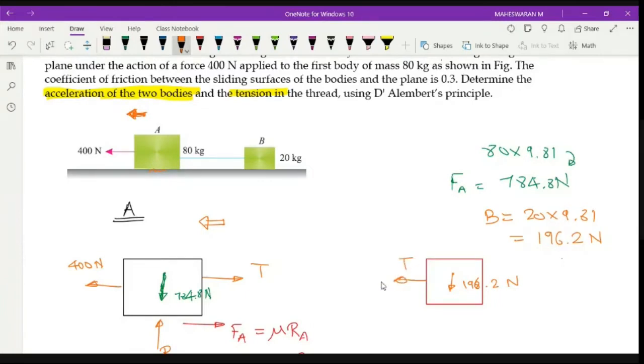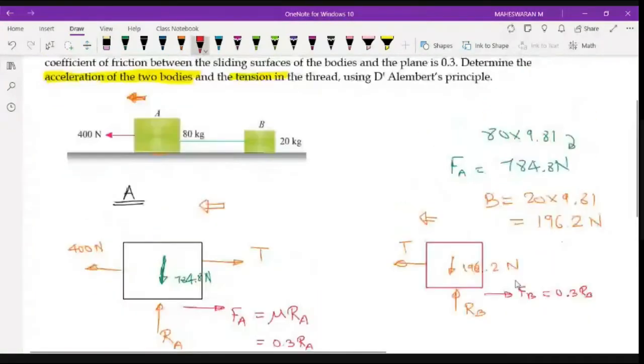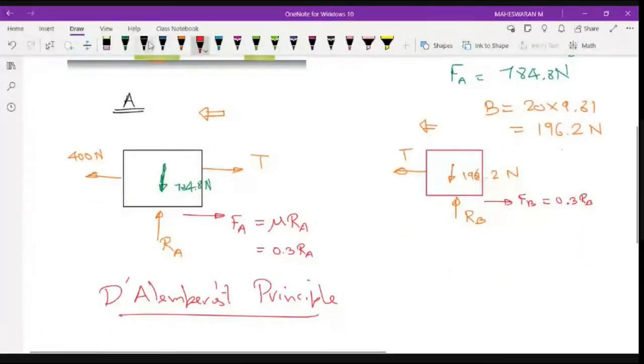You have a reaction RB. This object is also moving along this direction, so your friction force is in the opposite direction, FB. This FB is 0.3 into RB, that is mu into RB. So this is my next term. Okay, so I have the diagram for both, for B and for A.